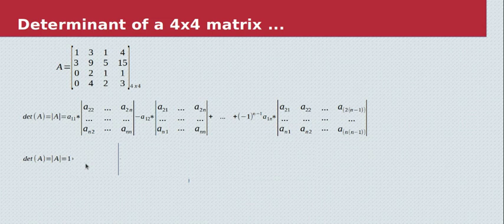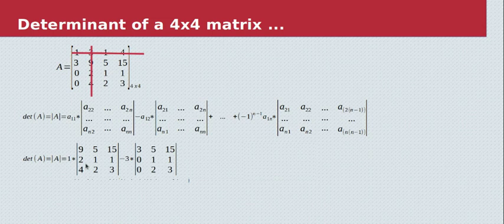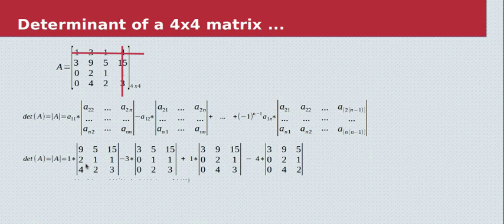So here the first element is 1, so 1 into its cofactor matrix, and second sign is minus and the element is 3, so minus 3 into its cofactor matrix, and the third element is 1, so plus 1 into its cofactor matrix, and the last element is 4, so its sign is minus. So minus 4 into its cofactor matrix. So first we have to find the determinants of these 4 3 by 3 matrices. Then we have to substitute that values in this determinant equation.